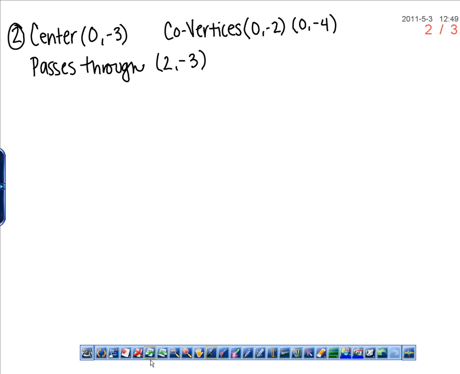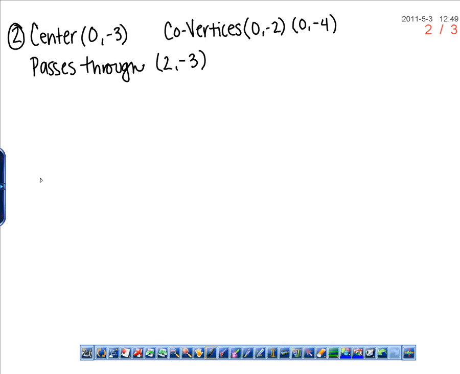A center at 0, -3. Co-vertices at 0, -2, and 0, -4. And it passes through the point 2, -3. What does passes through a point mean? It's on the ellipse. Good. It actually lies on the ellipse. Okay? It's a point that satisfies your equation.